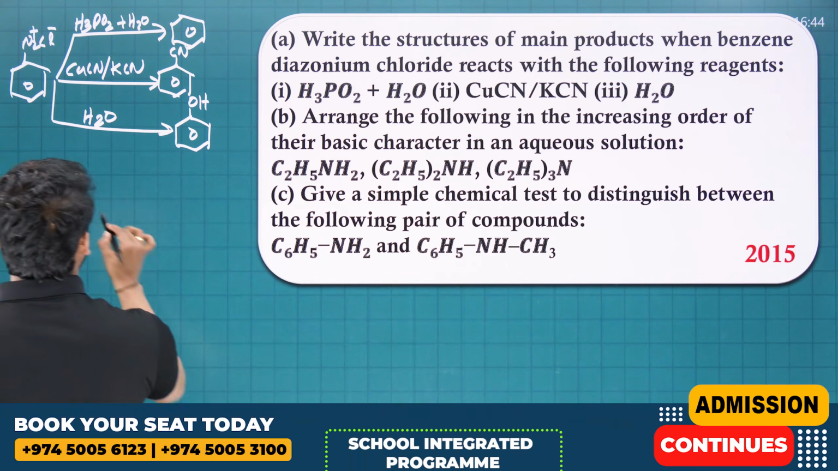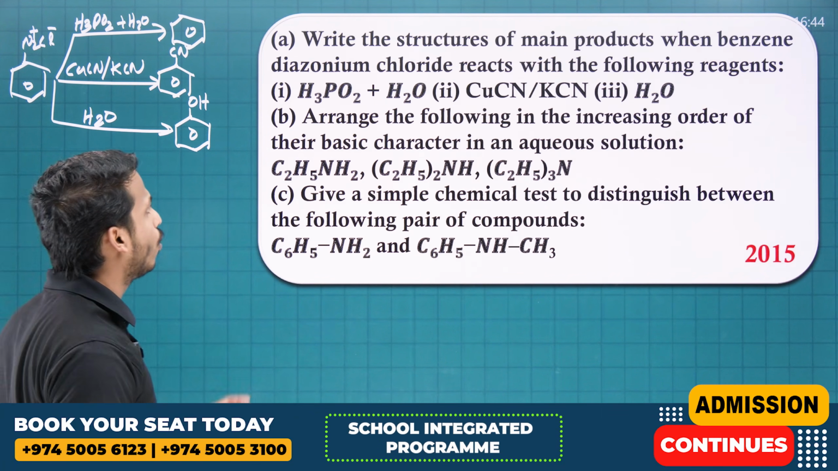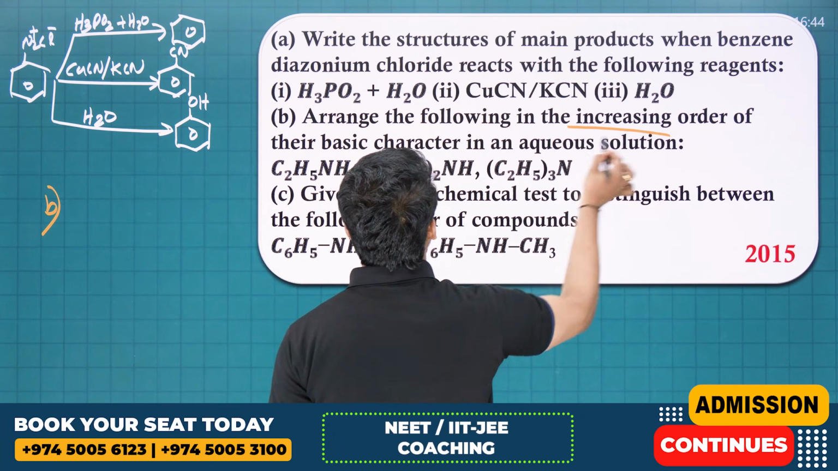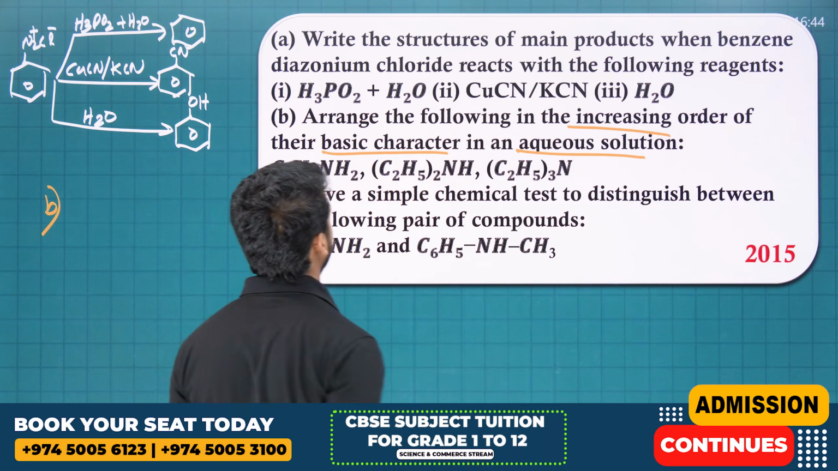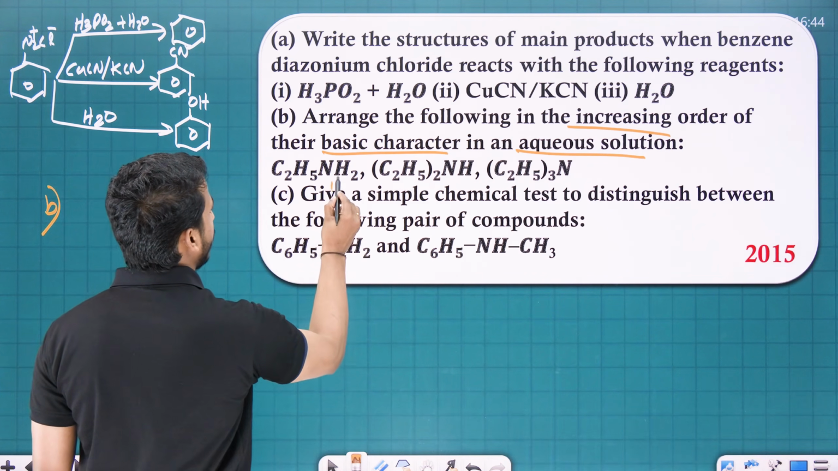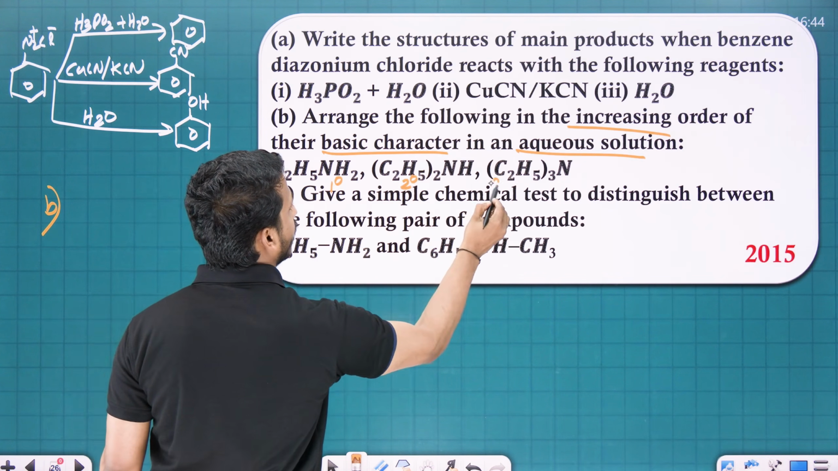And the second question is given as B. Arrange the following in increasing order of their basic strength in aqueous solution. Okay, this is primary amine, secondary amine, tertiary amine.